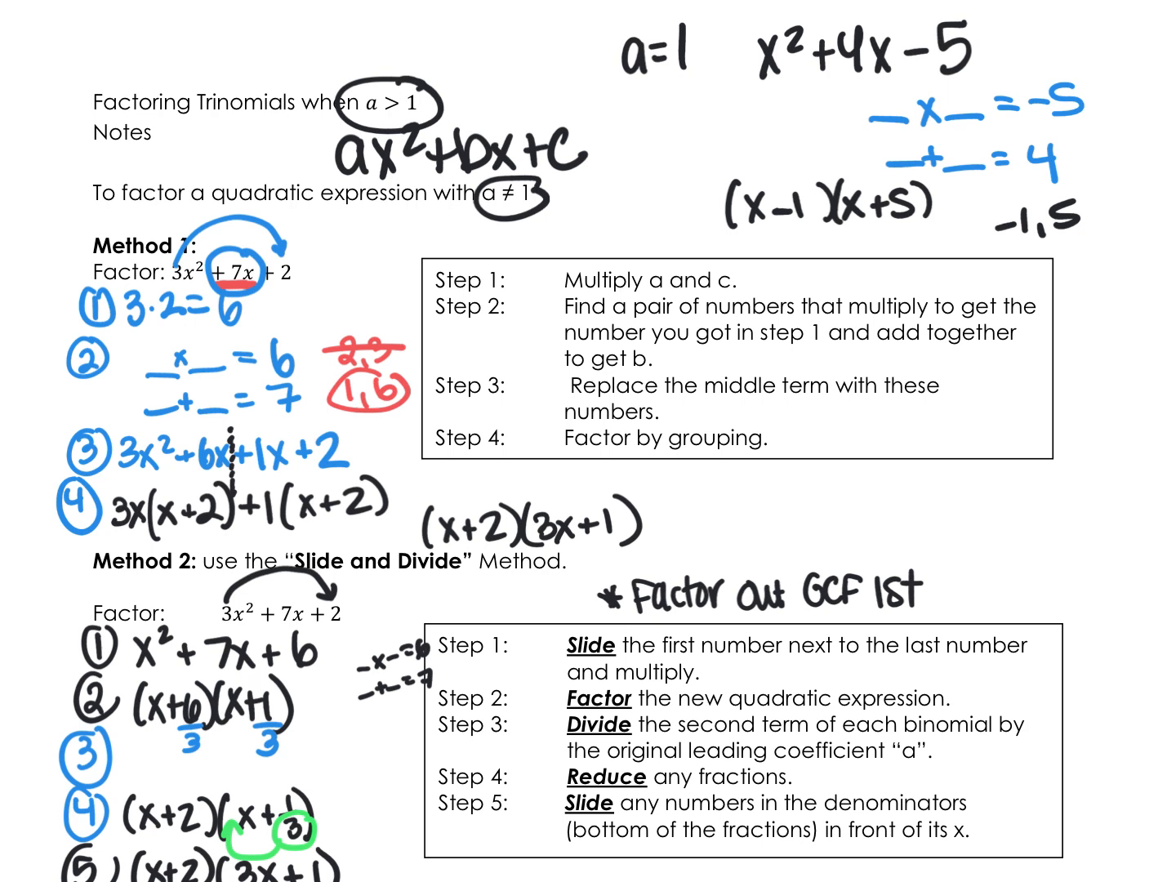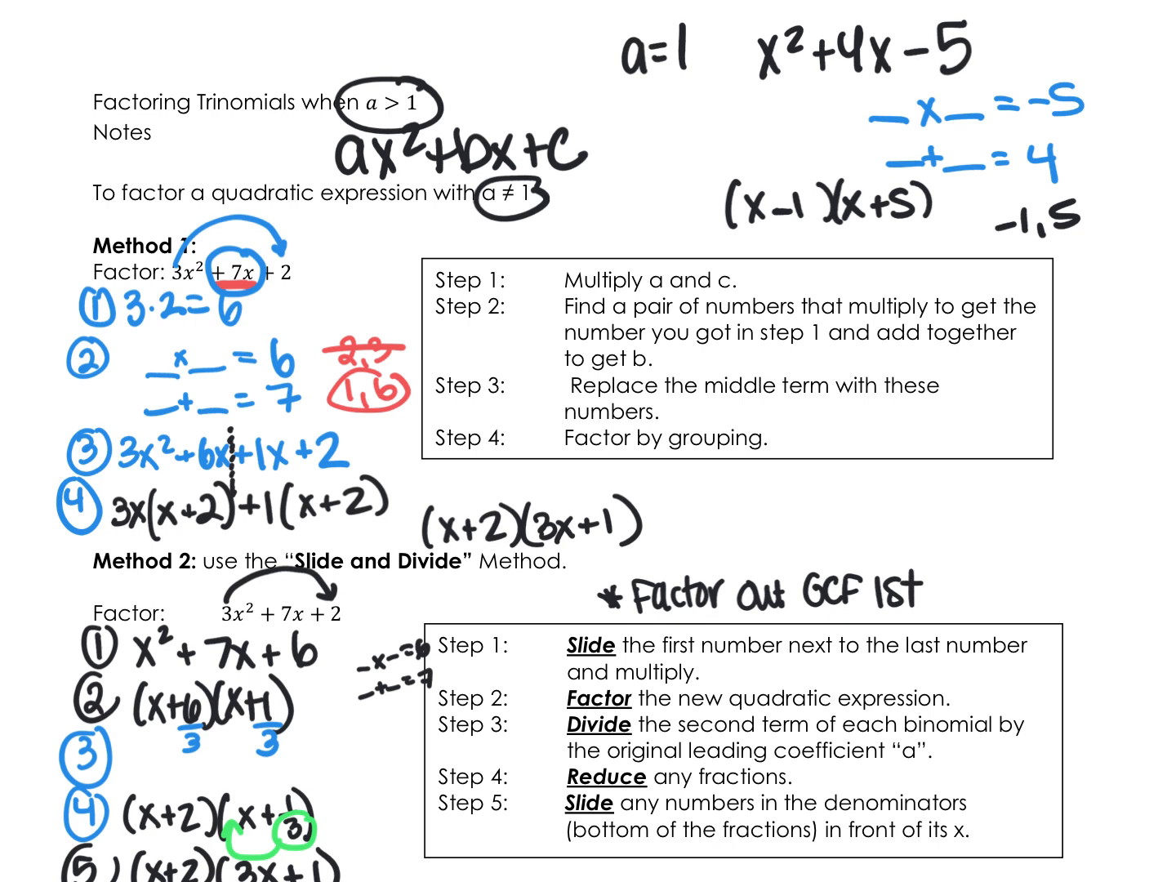So that's the slide and divide method. It has just as many steps, okay? So it has quite a few steps in it, but there is no factor by grouping. So if you really have a hard time with factoring by grouping, that might be a case where you like the slide and divide method. If you're okay with the same steps over and over again, and you don't like factor by grouping.